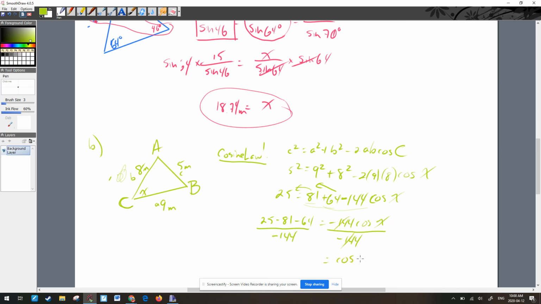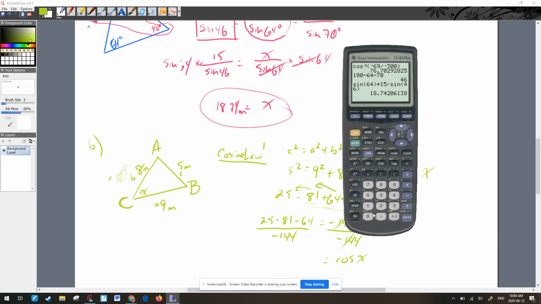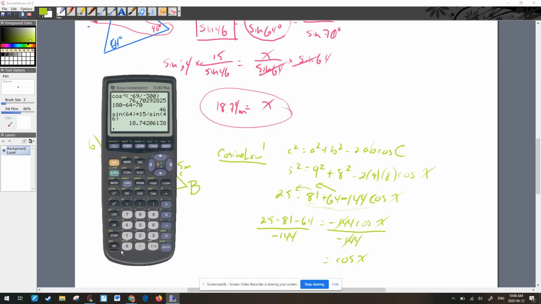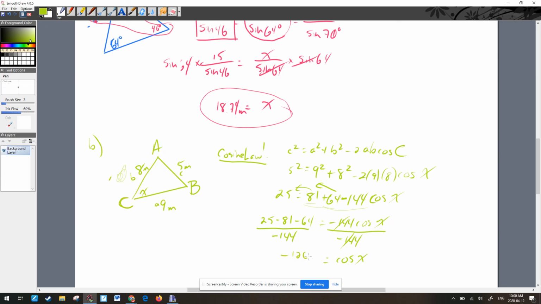We're going to get the cosine of x is equal to, so I'm going to simplify that numerator right there. So we're going to have 25 minus 81 minus 64. So the numerator is negative 120. So I'm going to come back here and say, all right, this is negative 120 over negative 144.